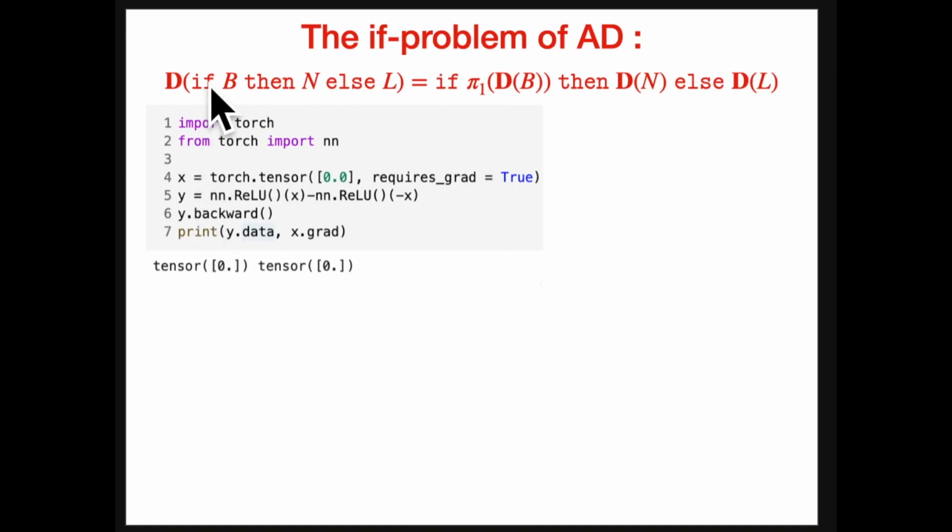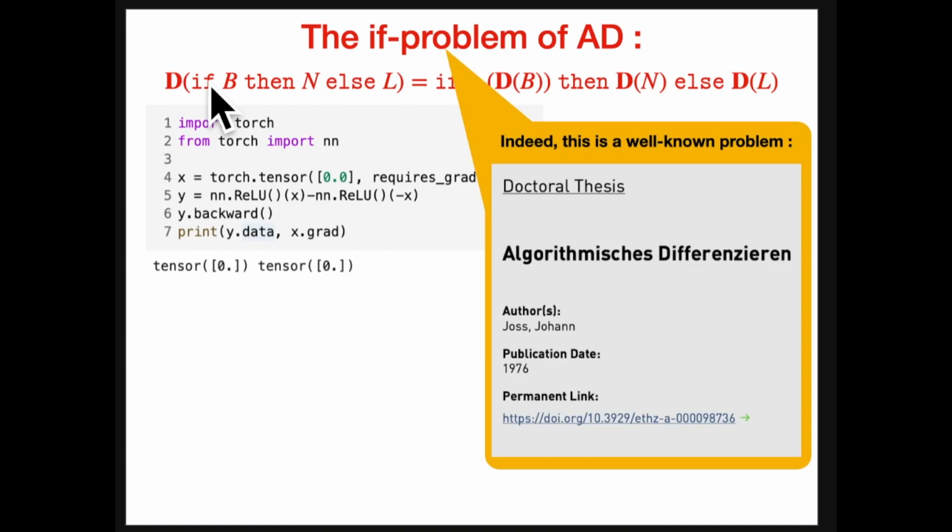This problem has been well known since the beginning of AD, and in a private discussion with Pearlmutter and Siskind, we traced back a first discussion of this problem to a PhD thesis in the 70s by Jos Johan. The thesis is available at this link. In this thesis, a very basic first-order language was defined, and the imperative version of AD was given on top of it.